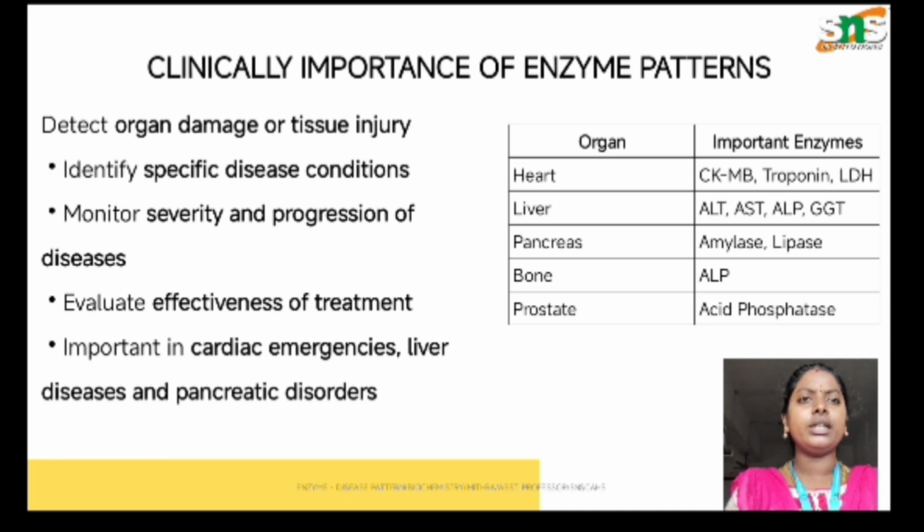Some of the organs which have characteristic enzymes: the heart has CK-MB, that is creatine kinase MB, troponin, and LDH, lactate dehydrogenase. In the liver, ALT, AST, ALP and GGT, that is alanine transaminase, aspartate transaminase, alkaline phosphatase and gamma glutamyl transferase. In the pancreas, amylase and lipase are both secreted. In bone, the alkaline phosphatase enzyme is synthesized. And in the prostate, acid phosphatase is synthesized in the prostate gland of men.